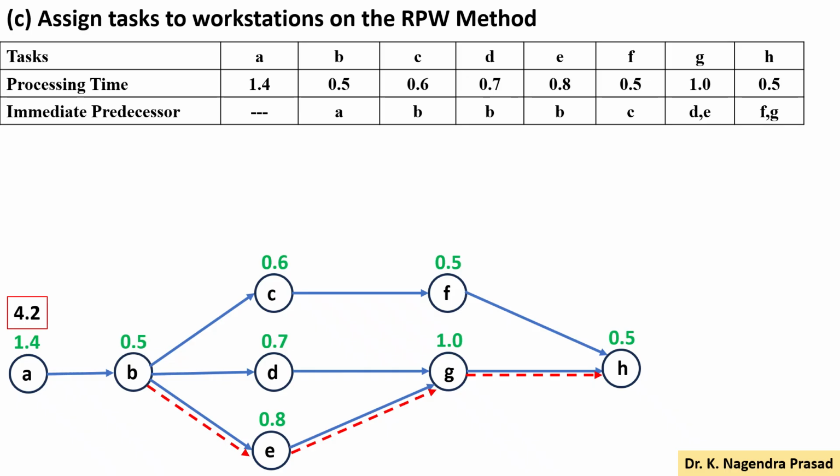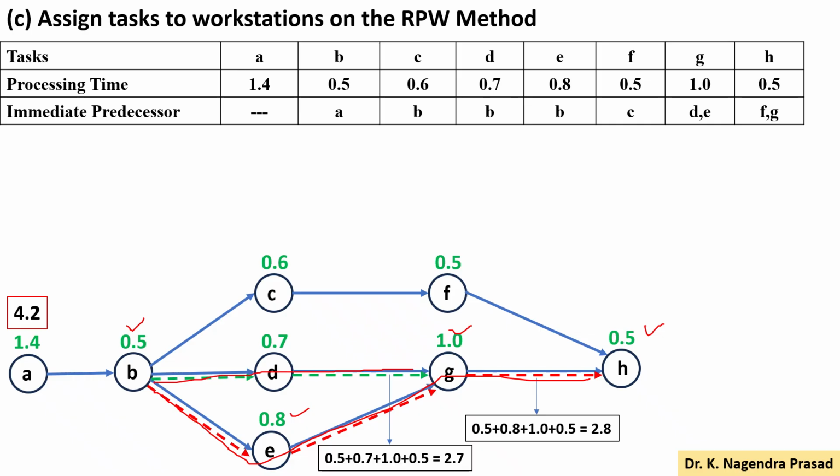For task B also there are three possible paths. First path is B, E, G and H. In this path, the positional weight is 2.8, which is 0.5 plus 0.8 plus 1 plus 0.5. Similarly, another possible path is B, D, G and H. In this path, the positional weight is 0.5 plus 0.7 plus 1.0 plus 0.5, which is equal to 2.7.